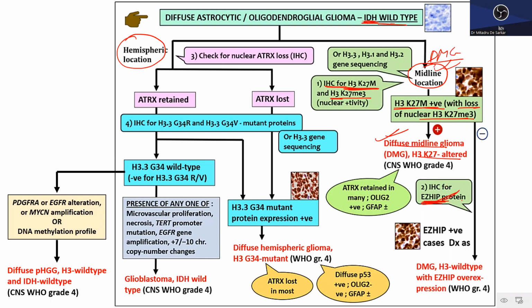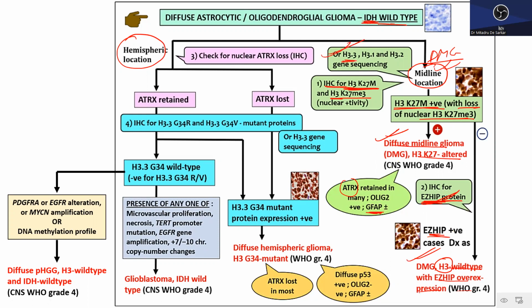So you will do an IHC for EZHIP protein. And if EZHIP overexpression is seen, you will call that a diffuse midline glioma of H3, that is histone gene, wild type. That is, there is no histone mutation, but there is EZHIP overexpression, and then it will get a grade of 4. These cases usually will show retained expression of ATRX, but sometimes they may lack expression of GFAP.